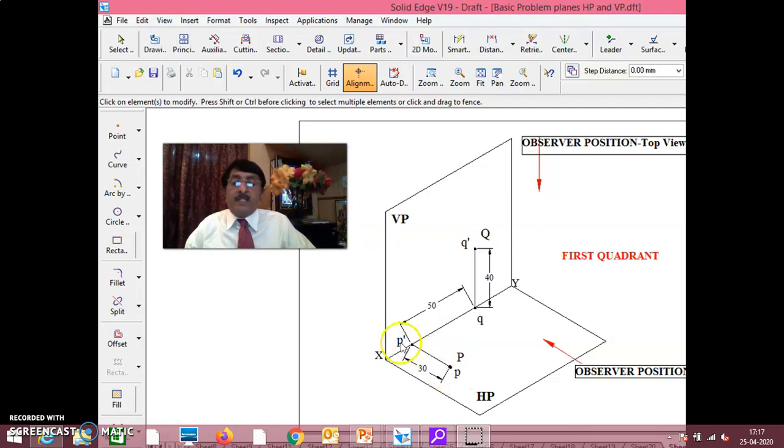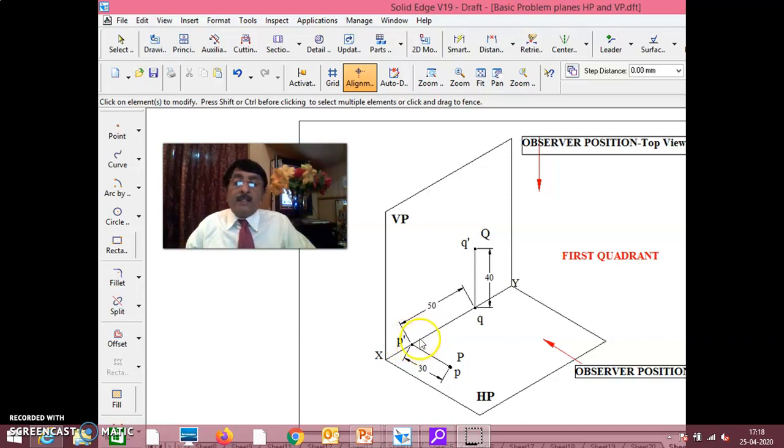That is P, and P dash is fixed. In the same way, they say point Q is lying on VP, 40 mm above HP. When you are looking from the front, Q dash will be here only. When you are looking from the top, the top view of Q will be on the XY line only. Please remember, since the point is lying on VP, the top view of Q will be lying on the XY line. When the point P is on HP, the front view of P will be lying on the XY line.